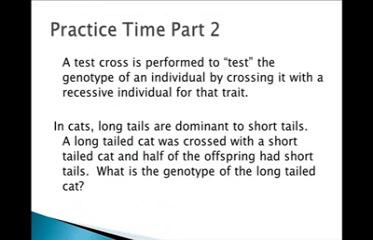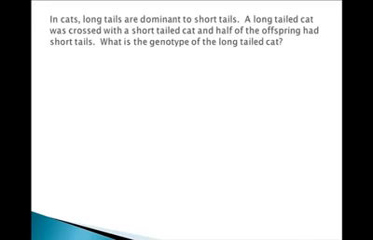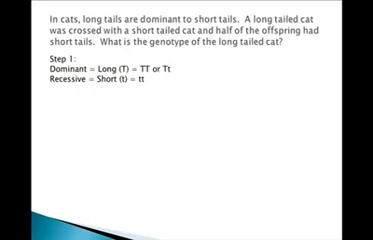Okay, so let's take a look at this. A test cross is performed to test the genotype of an individual by crossing it with the recessive. In cats, long tails are dominant to short. A long-tailed cat was crossed with a short-tailed cat, and half the offspring had short tails. What's the genotype of the long-tailed cat? Now remember, in short-tailed cats, you can only have the two recessives. So dominant is long and recessive is short.